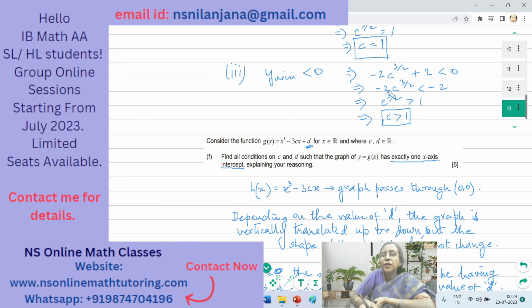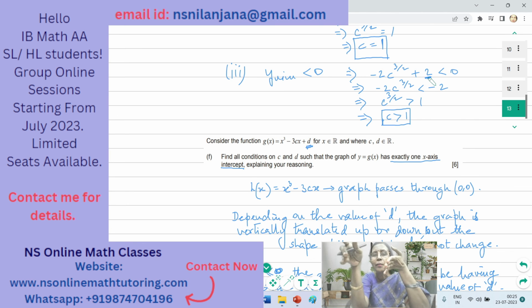The y min expression was minus 2 times c to the power of 3 over 2 plus 2. Plus 2 was because the d value was equal to 2. Now, in place of 2, we will be writing d. So the expression will be minus 2 times c to the power of 3 over 2 plus d.